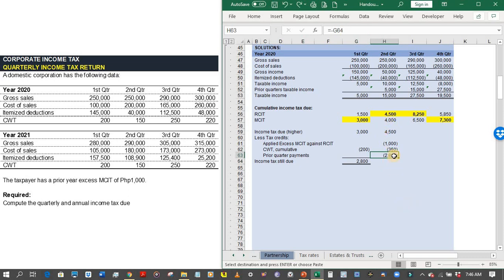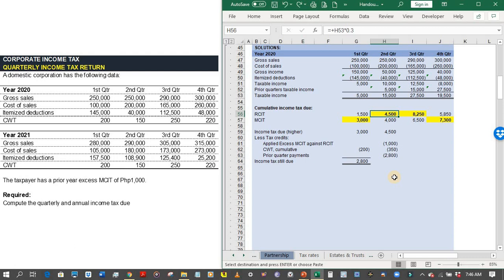And why is this deducted from the 4,500? Because the 4,500 is the income tax due for the first 6 months, which means this includes the income tax due for the income earned in the first quarter. And since we already paid a tax for the first quarter, it means that the 2,800 is already the portion paid out of the 4,500 income tax due for the first 6 months.